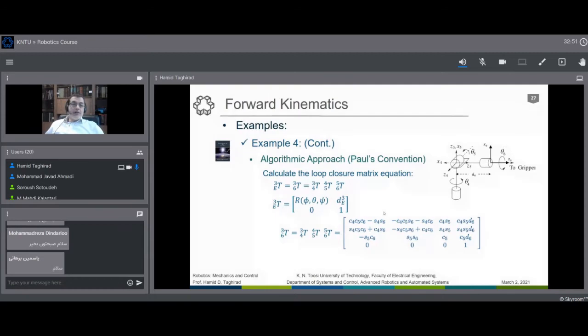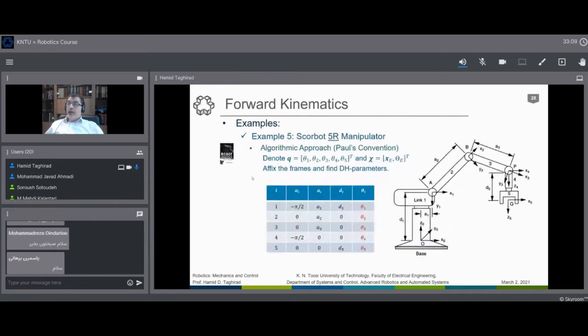Anyway, these are simple manipulators, only 3 or 4 degrees of freedom, but usually our robotic manipulators are 5 or 6 or even 7 degrees of freedom. We will talk about different approaches here. Here I have brought for you 2 other manipulators. One is 5 degrees of freedom, which is all rotational, a 5R manipulator, theta 1 to theta 4.